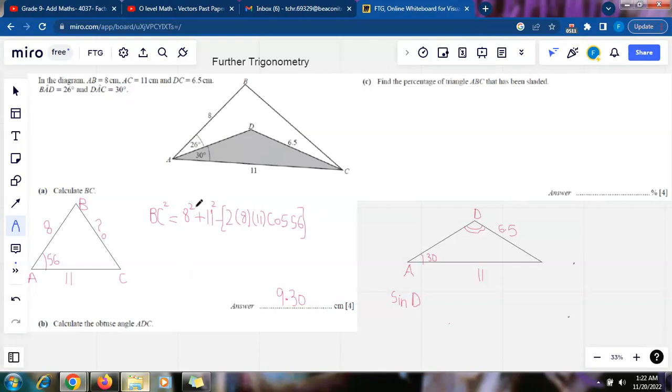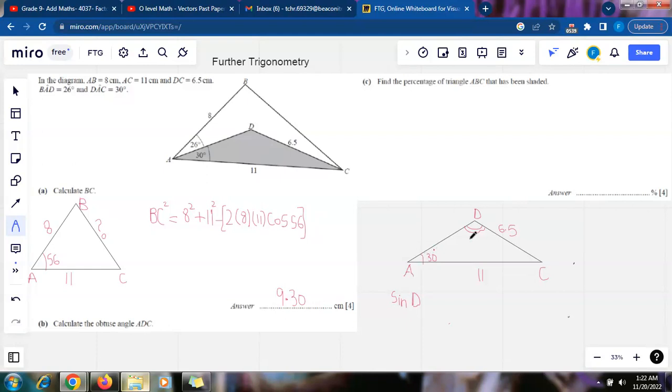So what I have done over here is that I have again drawn the figure, and since we have to find the angle ADC, I will just draw triangle ADC, which is the smaller triangle. So this side DC is given as 6.5 centimeters. The side AC is 11 centimeters. We know that, and side AD is not given, and this angle is given as 30 degrees.